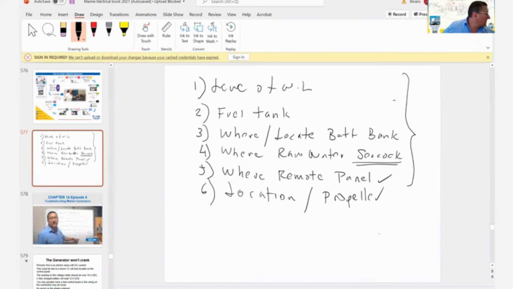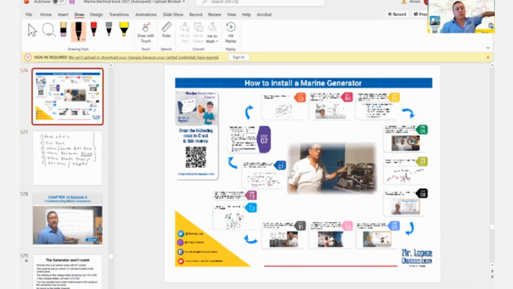The location. Number three is prepare... You remember this poster? You can't see it, Alvaro. Tomorrow we are going to check that poster. Oh, and number three is prepare the fitting, the hoses, the filters, and install the fuel system.